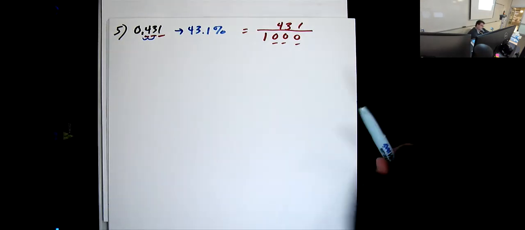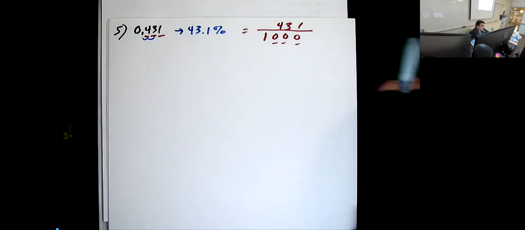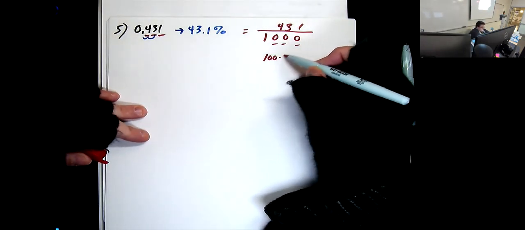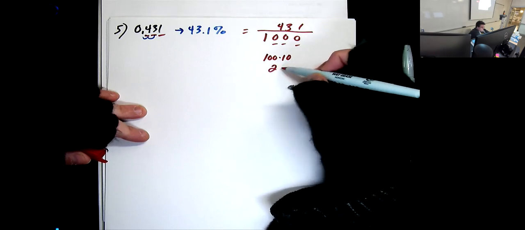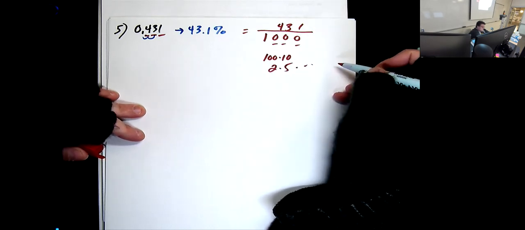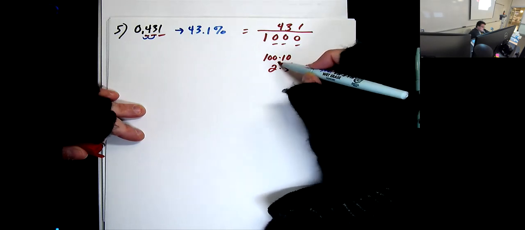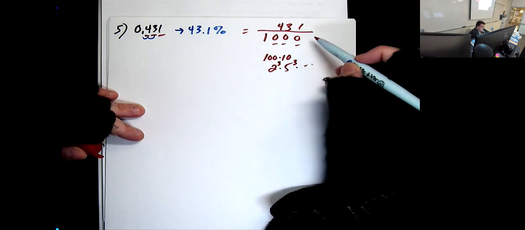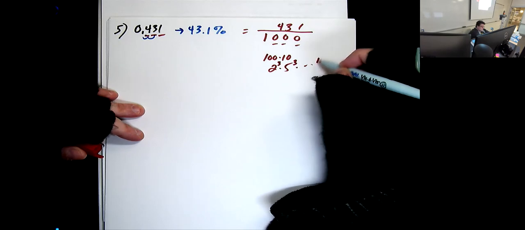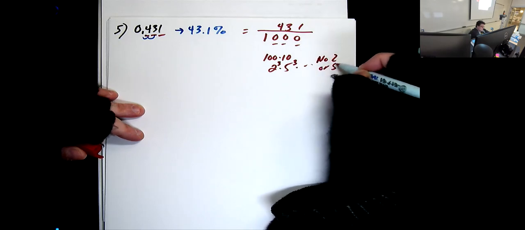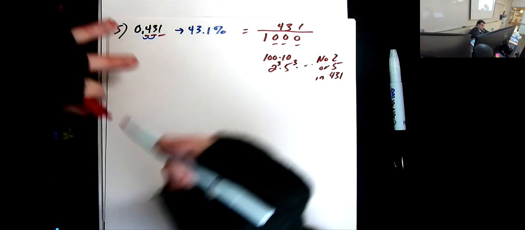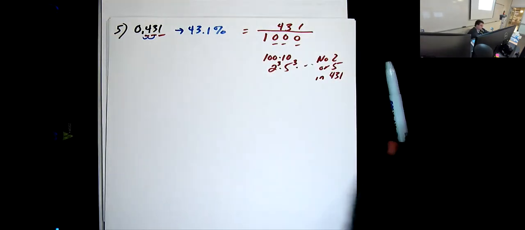Although I know 1,000 is, I can check real quick. 1,000 is 100 times 10. I've got 2s and 5s in there, only 2s and 5s. It's 2 cubed times 5 cubed. 2 doesn't go into this and 5 doesn't go into this. So even if 431 isn't prime, there's no 2 or 5 in 431. So yeah, it's as reduced as it can get right there.